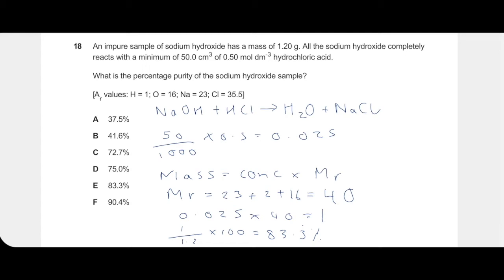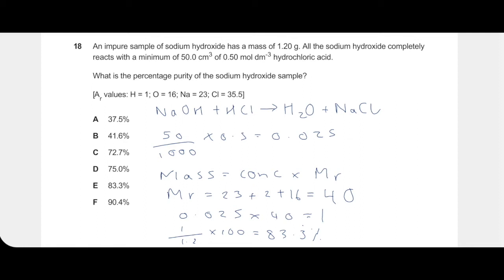So step number 1, I wrote out the reaction that's taking place. So 1 mole of sodium hydroxide reacts with 1 mole of HCl that gives 1 mole of water and 1 mole of sodium chloride. Now step number 2 for me was to work out the moles of hydrochloric acid used in the reaction. And how do I do this? I know that moles is equal to concentration times volume, where the concentration is in molar and the volume is in decimeter cubed. So I know that the concentration is 0.5 and the volume is 50 centimeters cubed, or 50 divided by 1000 decimeter cubed. So 50 over 1000 times 0.5 is equal to 0.025 moles. That is the number of moles of hydrochloric acid used in this reaction.